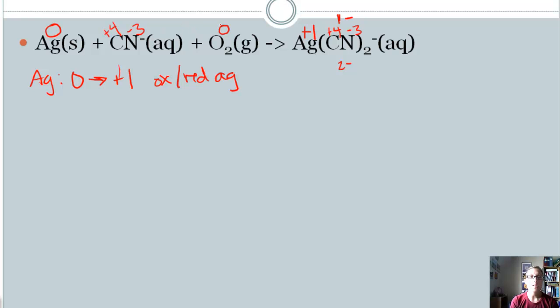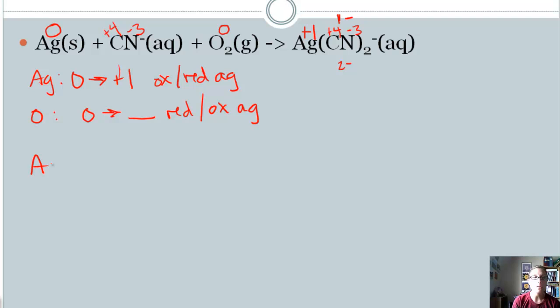Now carbon and nitrogen did not change oxidation state, so the only thing left is our oxygen. We went from 0 to something. Let's assume that it's going to get reduced, because usually oxygen, when bonded with other things, has a -2 oxidation state, so that would fit, making it the oxidizing agent.